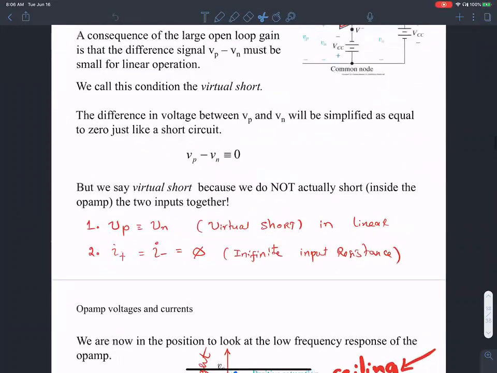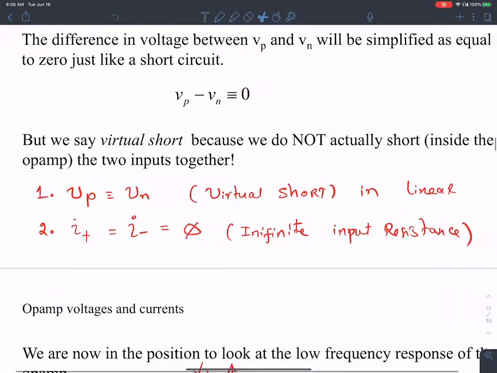And then I mentioned there are two properties that we have to pay attention to when it comes to the operational amplifier.